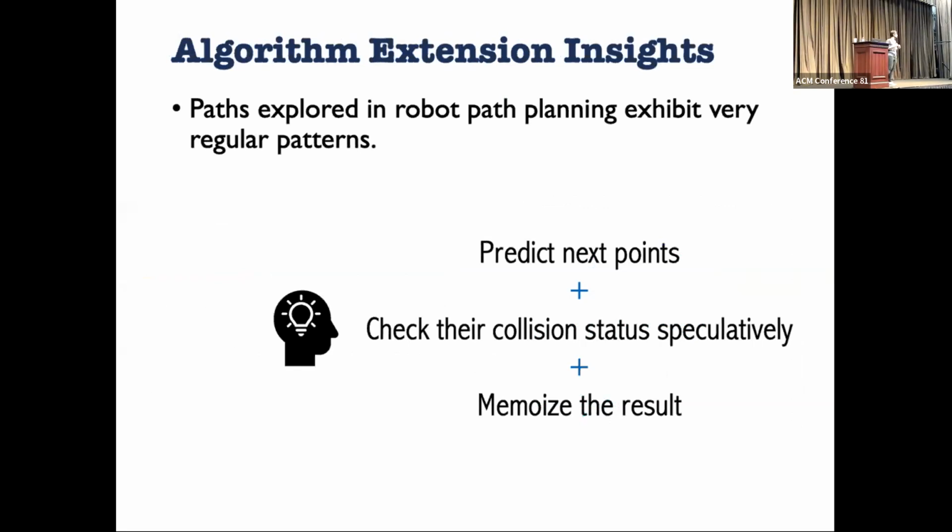We try to predict, at every iteration, the next point or next points, and speculatively check their collision status with the current collision detection operations and memorize the result for potential later usage. So whenever we actually expand the predicted nodes, we don't have to wait for collision detection operations because we have already computed the results and memorized them.